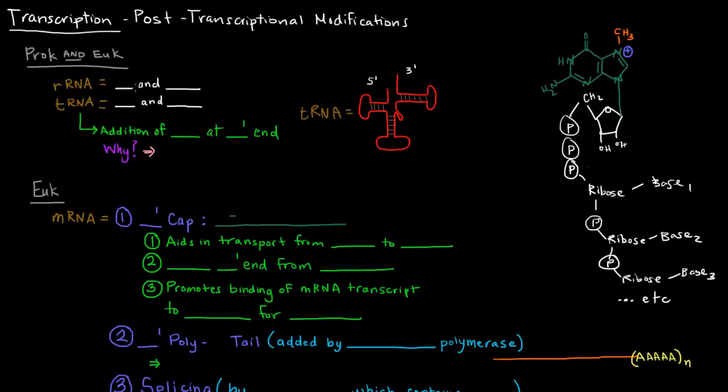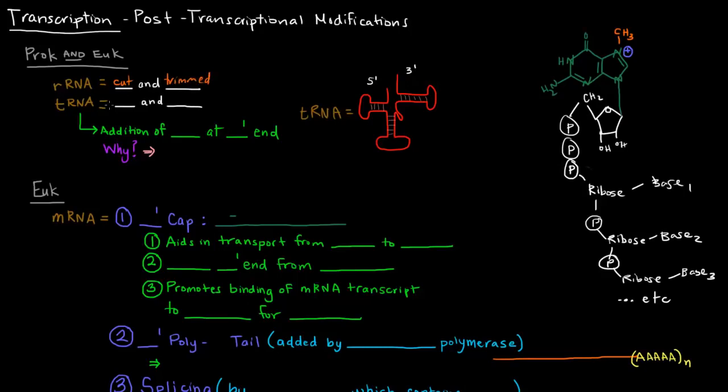In this video, I want to talk about post-transcriptional modifications. So these are ways in which the RNA that's been transcribed is modified in some way. In prokaryotes and eukaryotes, they both have their rRNAs and tRNAs processed in a certain way, and actually pretty much the same way. Both the rRNA and the tRNA are cut and trimmed.